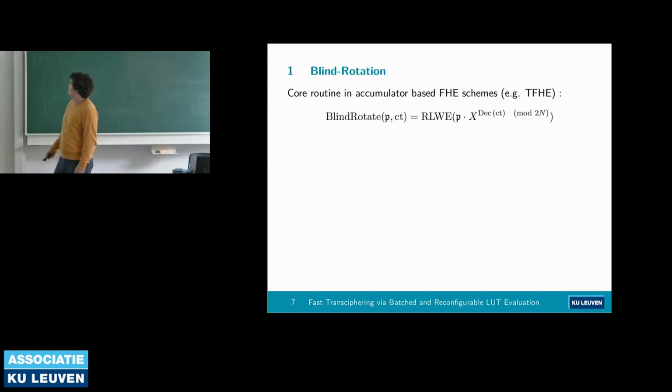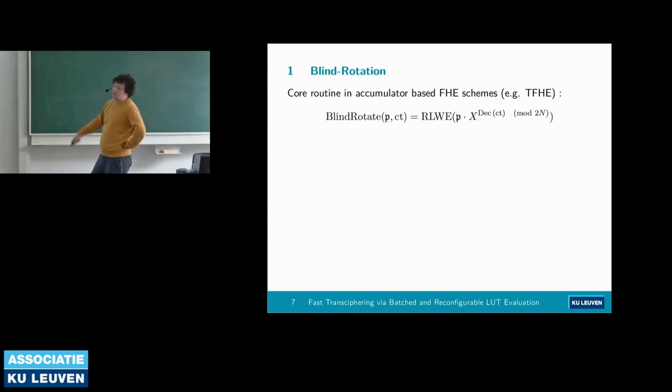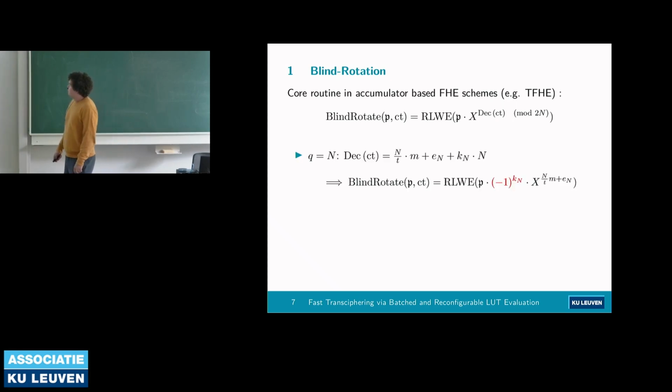But the gist is the blind rotation procedure takes two inputs. The first one is a polynomial or a ring LWE sample encoding a polynomial and some ciphertext. And it's going to output a ring LWE sample of this polynomial times the monomial, to the power of the decryption of the ciphertext. Now, this is a bit abstract, so maybe let's look at a specific example.